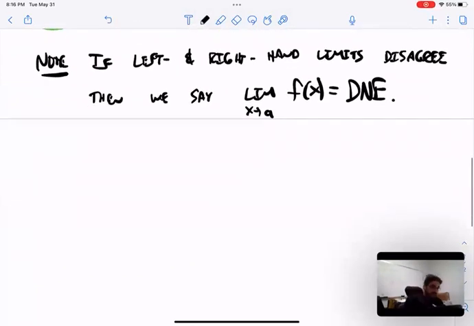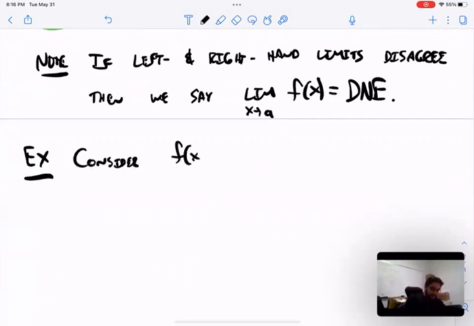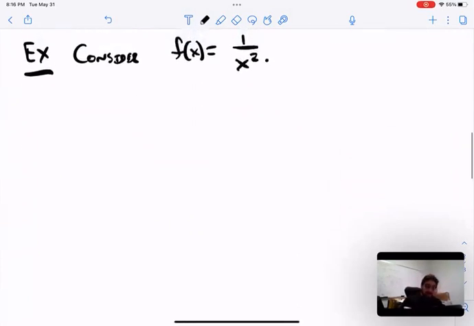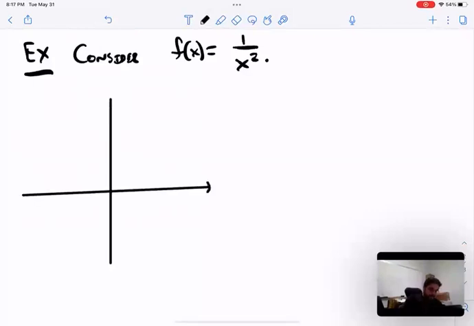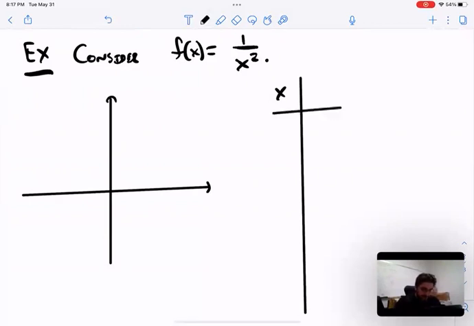So here is a kind of classic example of this framework. Consider the function f of x equals 1 over x squared. Right. So if we have the function 1 over x squared, let's think about what that would look like graphically, by plotting a few points. Well, we're going to actually sort of construct the graph and analyze some limits all in one breath here.